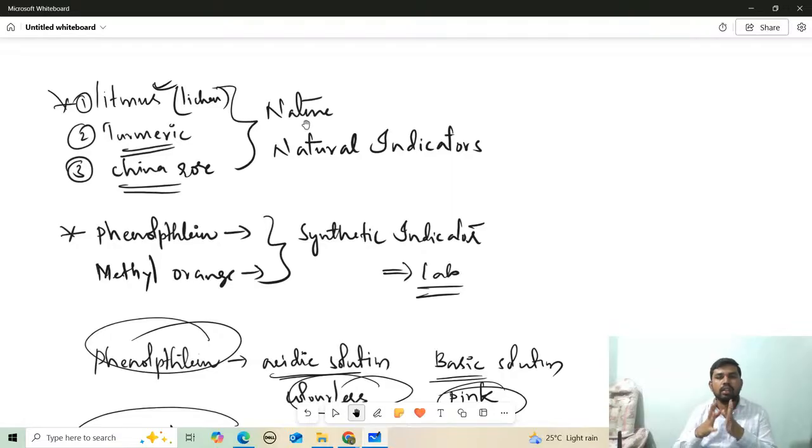Similarly, the color of litmus indicator will be red in acidic medium and blue in basic medium. So you can remember ARBB: acid for red, base for blue. Turmeric indicator will show yellow color. We can say no change in the color in acidic solutions. If it is in basic solution, the yellow color turns into reddish brown color.